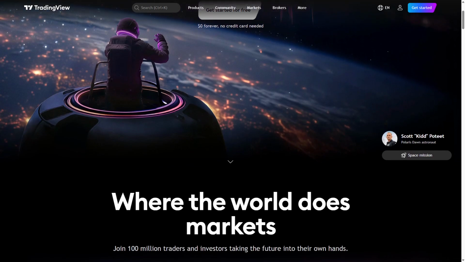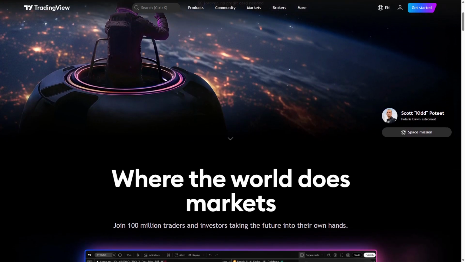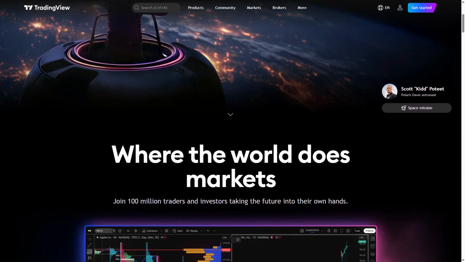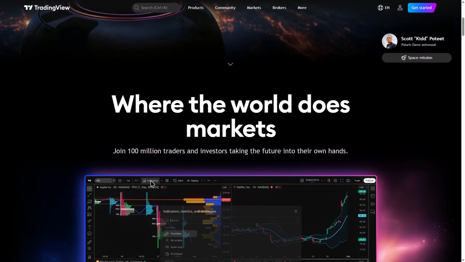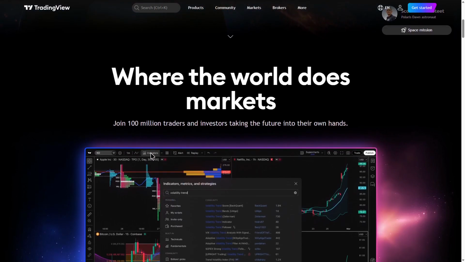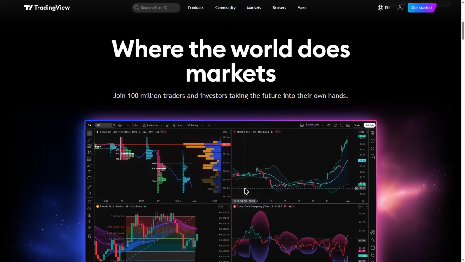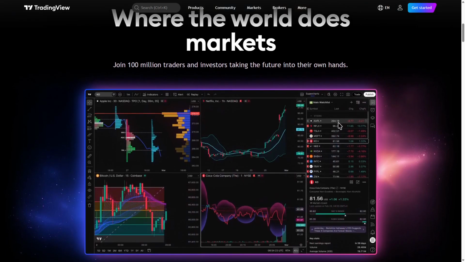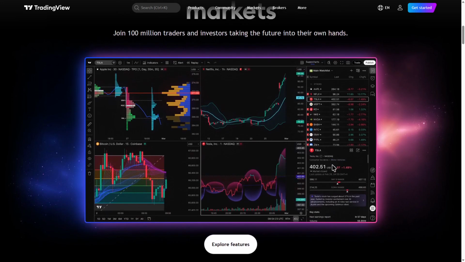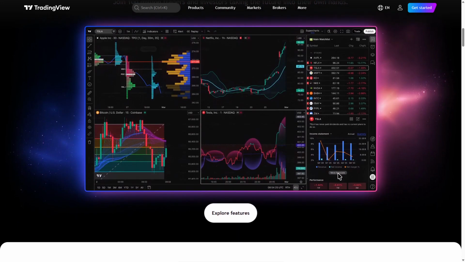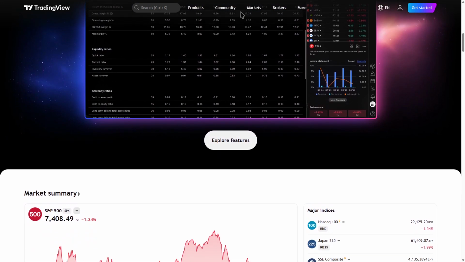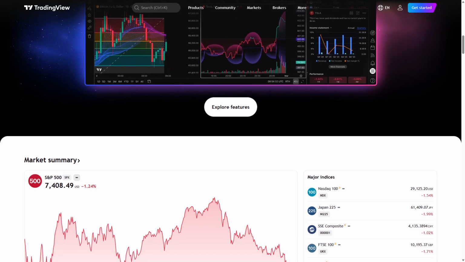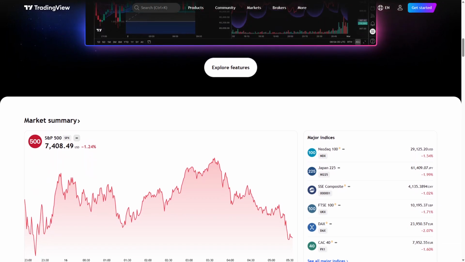It works through a web browser or mobile app, offering real-time market data, customizable charts, and a wide range of technical indicators. Users benefit from an active community sharing ideas and scripts, enhancing collaborative analysis. TradingView's strength lies in its accessibility and ease of use, with no software installation required. It supports multiple asset classes including stocks, forex, and cryptocurrencies.